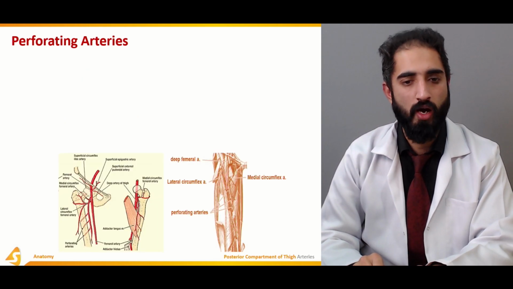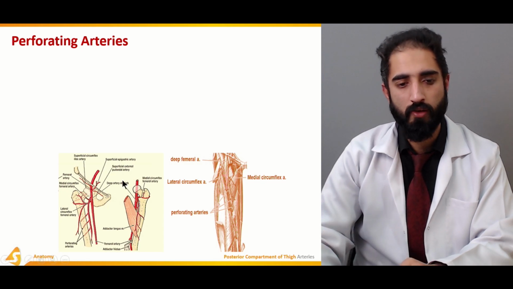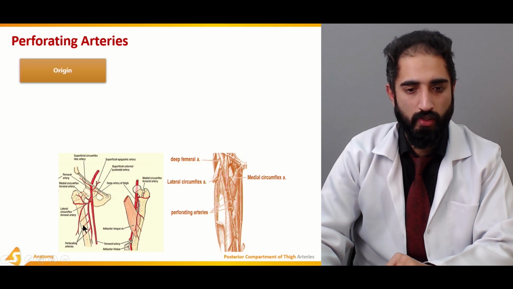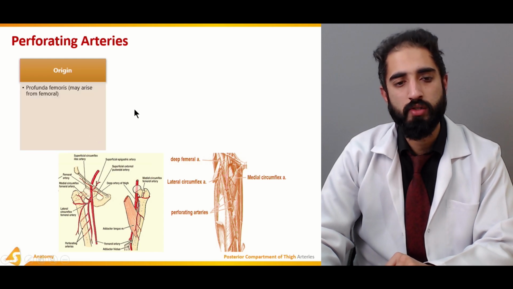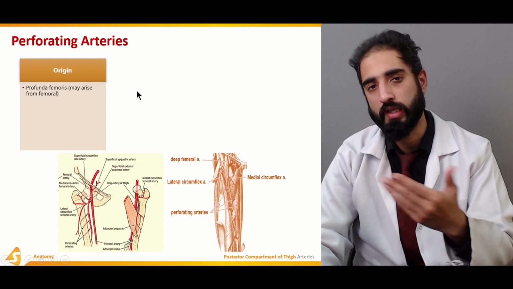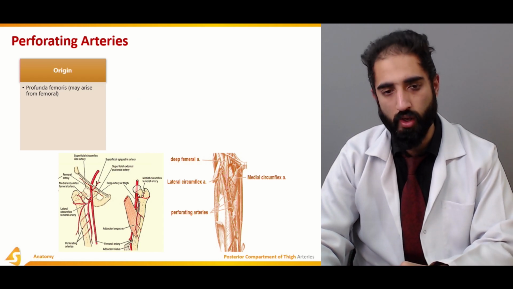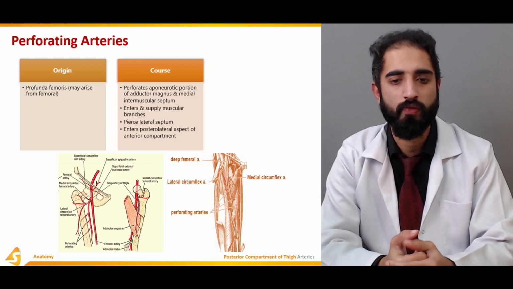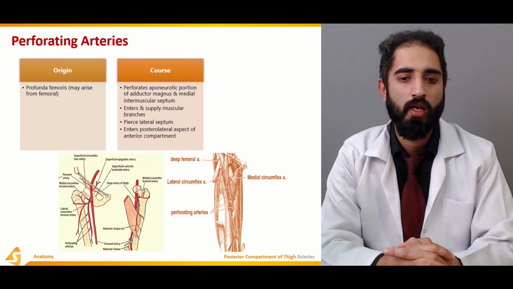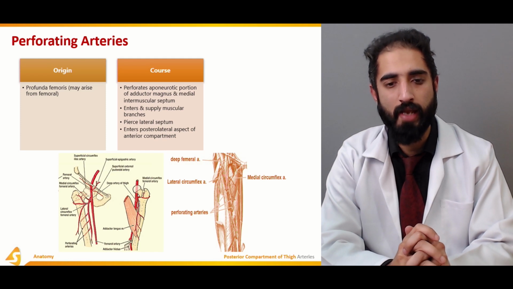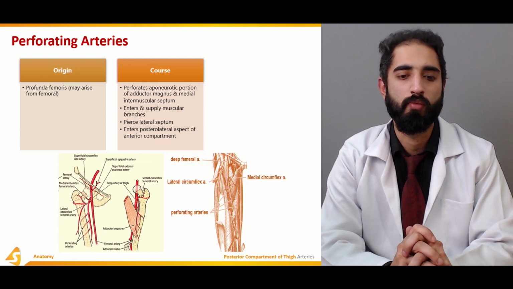Then we have the perforating arteries, which are actually a branch, as we can see here. These are a branch of the femoral artery, and the origin is from the profunda femoris artery, but may arise directly from the femoral artery as well. And the course is that it perforates the aponeurotic portion of the adductor magnus muscle and the medial intramuscular septum on the medial aspect of the thigh, and enters and supplies different muscular branches.